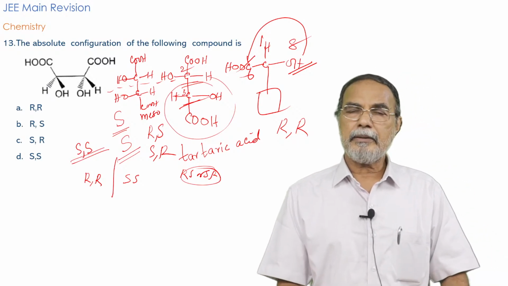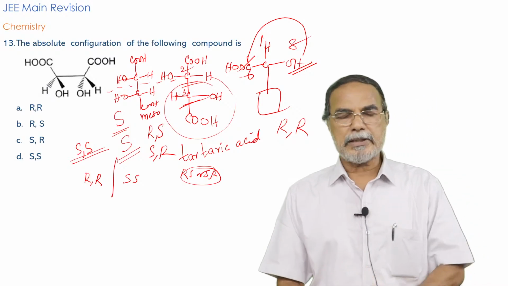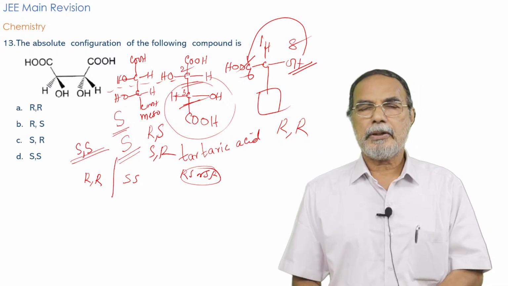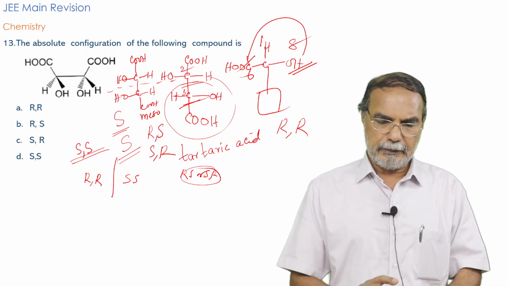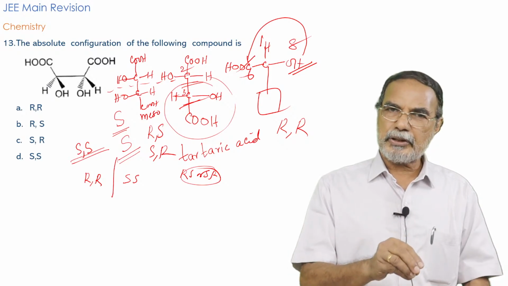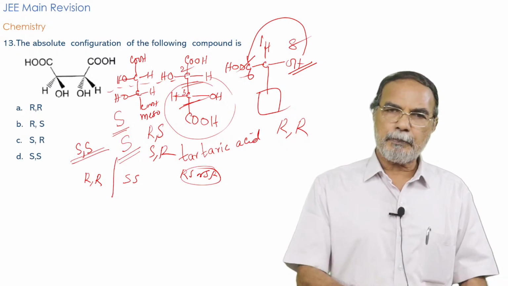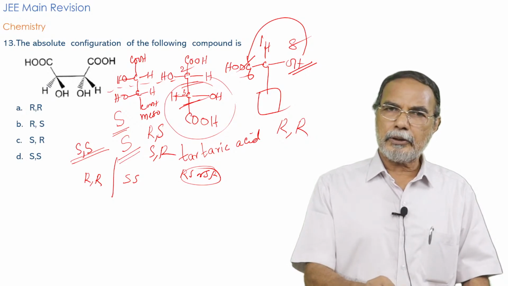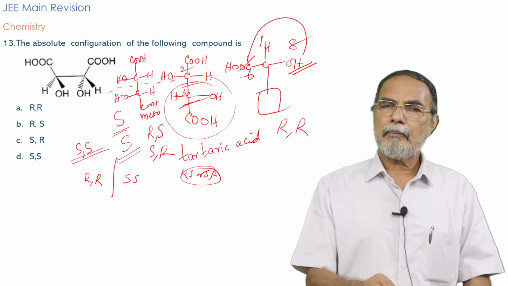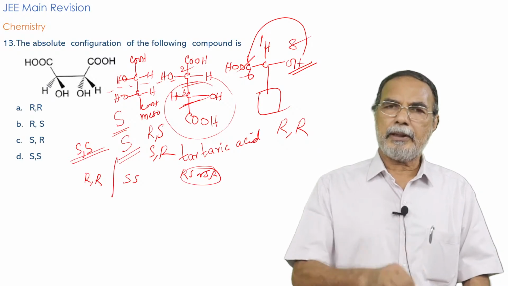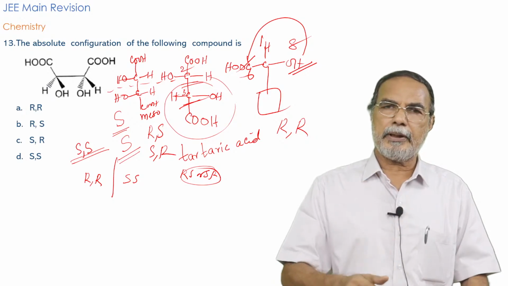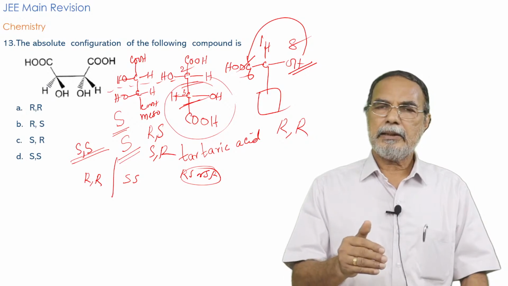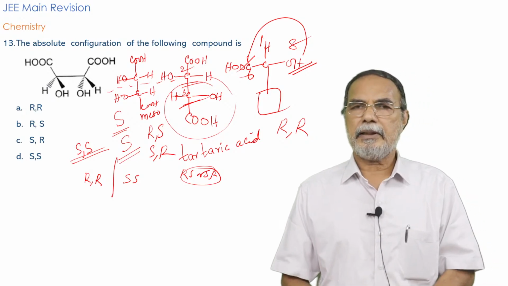So it is important that you must know such simple examples where the absolute configuration can be given. And this is a question which was asked previously. And when a question of this type is given, try to give the Fischer projection formula, and then look at the groups, decide the priority, and note the direction from the highest priority to the lowest priority. If it is clockwise, it is R, and if it is anti-clockwise, it is S.